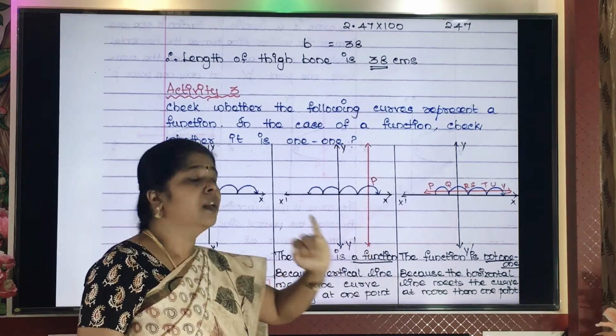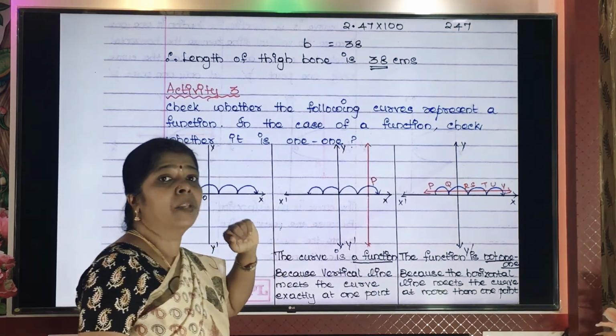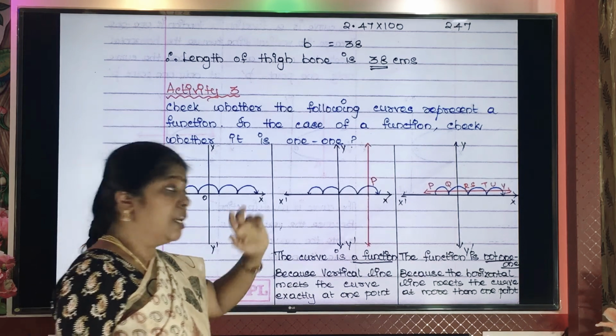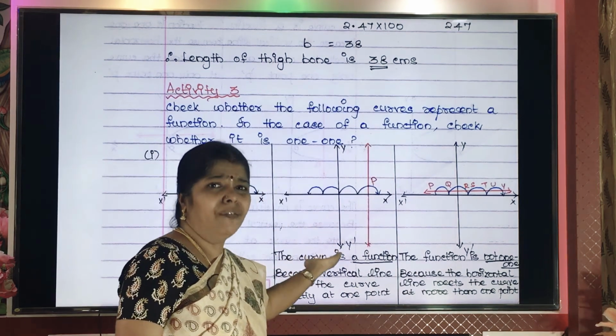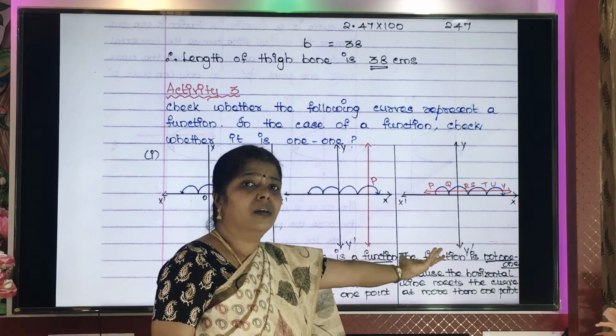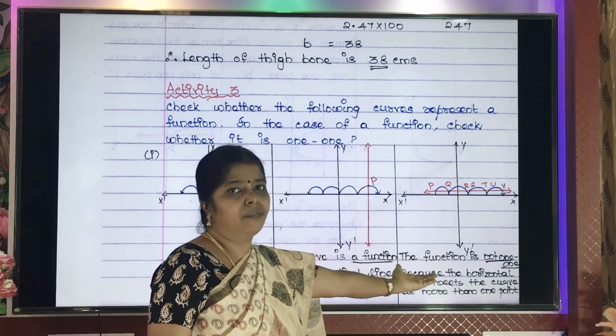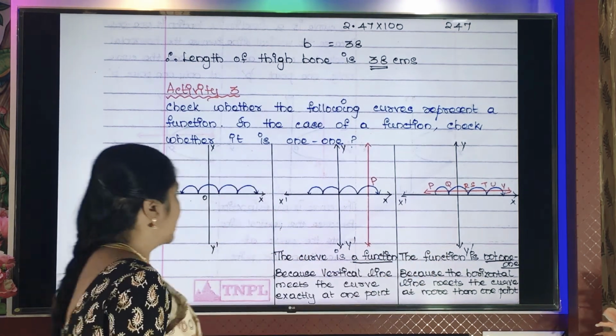First, we need to check whether the curve is a function. And the second thing we should check, if it is a function, is whether that is a one-to-one function. Only if it is a function do we need to check whether it is one-to-one. Alright, shall we do? Yes.